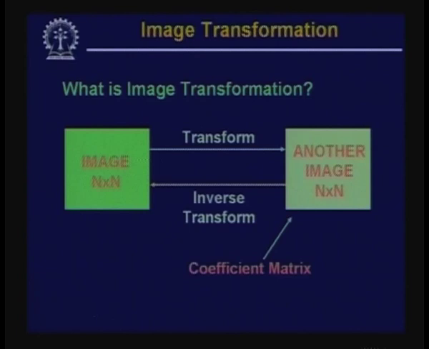You find that in this case we have shown a diagram where the input is an image, and after the image is transformed, we get another image. So, if the size of the input image is n by n, having n rows and n columns, the transformed image is also of the same size, that is n by n. And given this transformed image, if we perform the inverse transformation, we get back the original image, that is an image of size n by n.